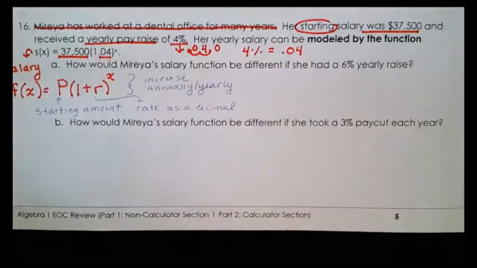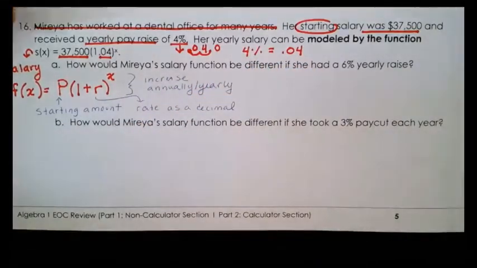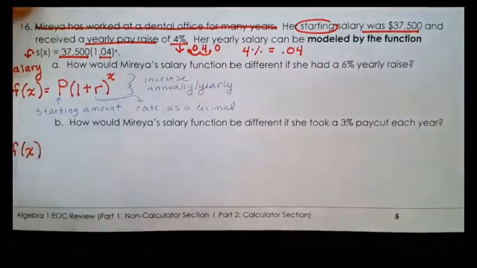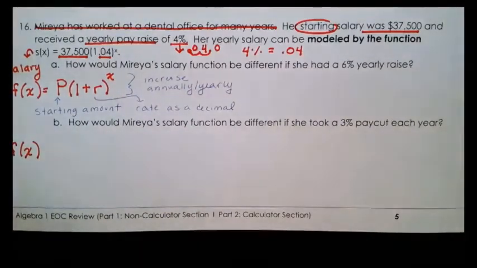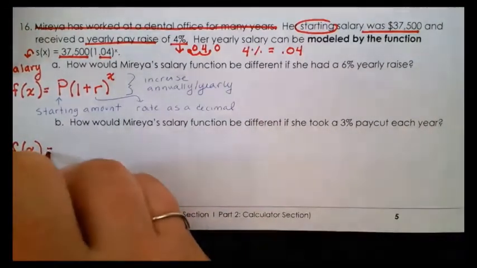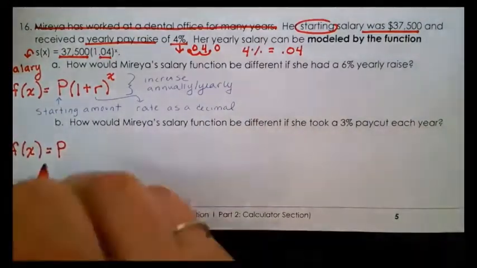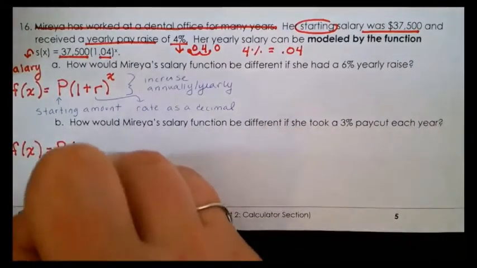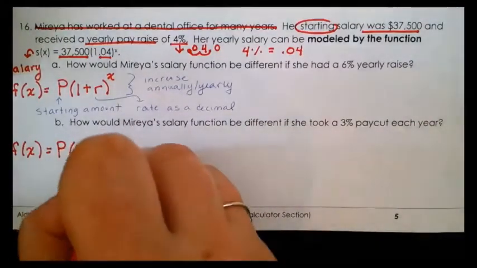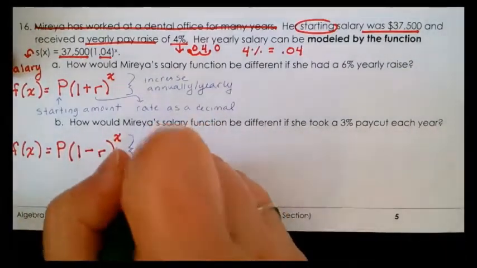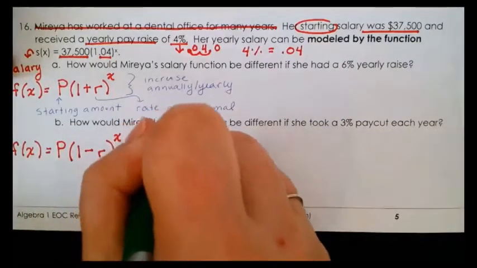We have a different function if you decrease, which we're going to write now. So for the second part here, I want you to write, if my value was going down, maybe it represented the cost of a car that over time goes down because it's not worth the same as when you first buy it. So if your cost goes down, it's going to be f of x equals the starting amount, P, parentheses 1 minus your rate as a decimal, to the x power. So same thing, this is going to be an exponential function, but for something that's decreasing.